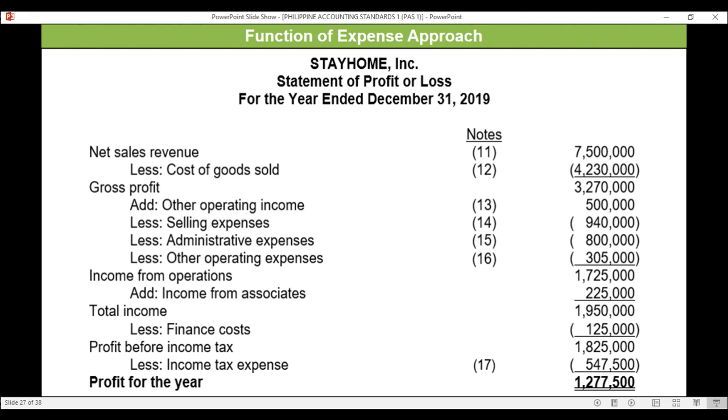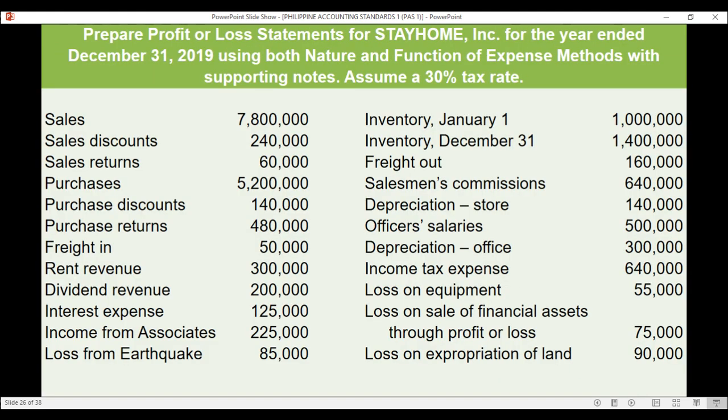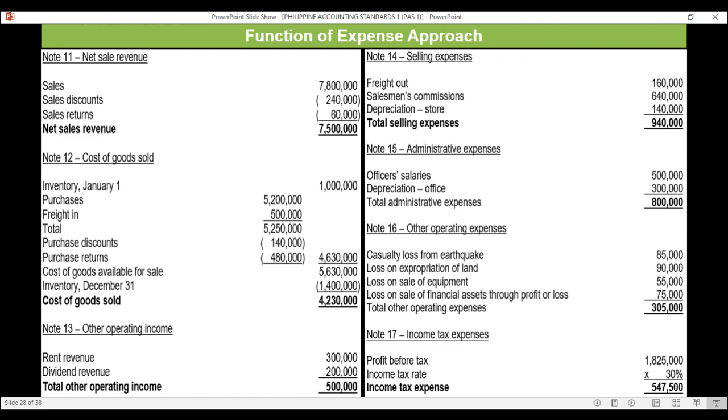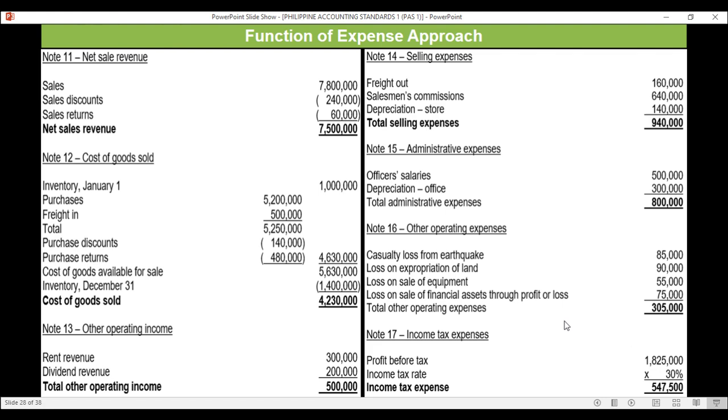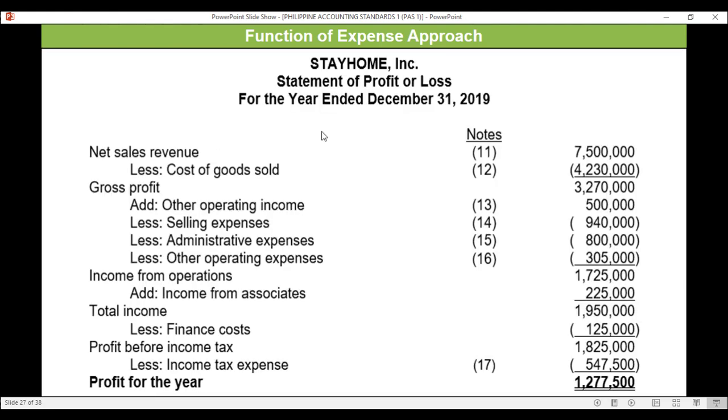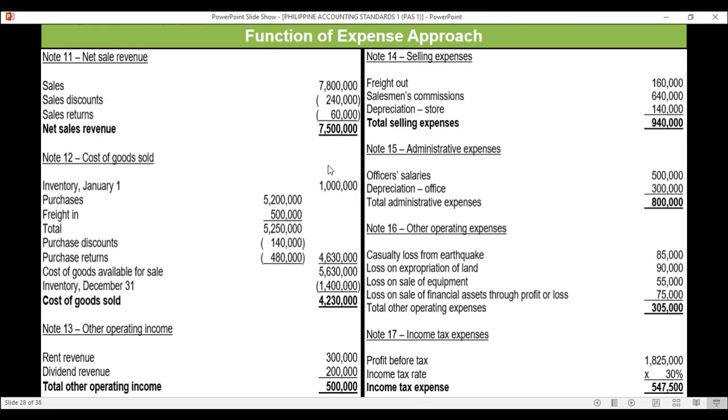For the function of expense approach, we have there the presence of your cost of goods sold. Wait a minute. This should be 7,800,000. This should be 7,800,000. So slight corrections only, guys. Down there, we have profit for the year of 1,277,500. Then for the computation, that's correct. It's 7,500,000, the computation of the net sales revenue pala.